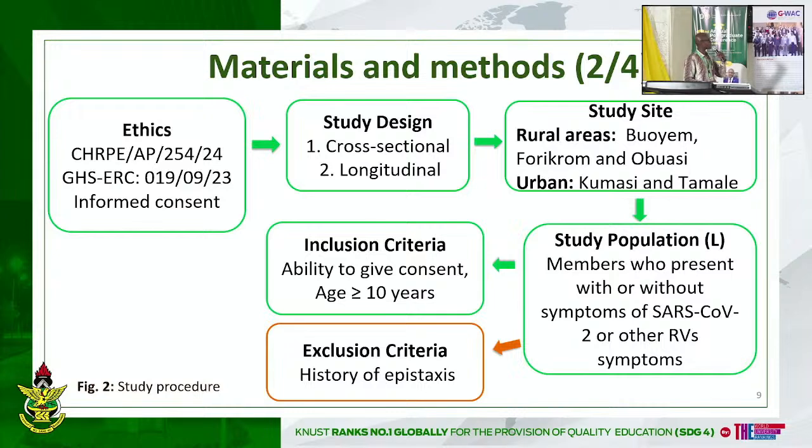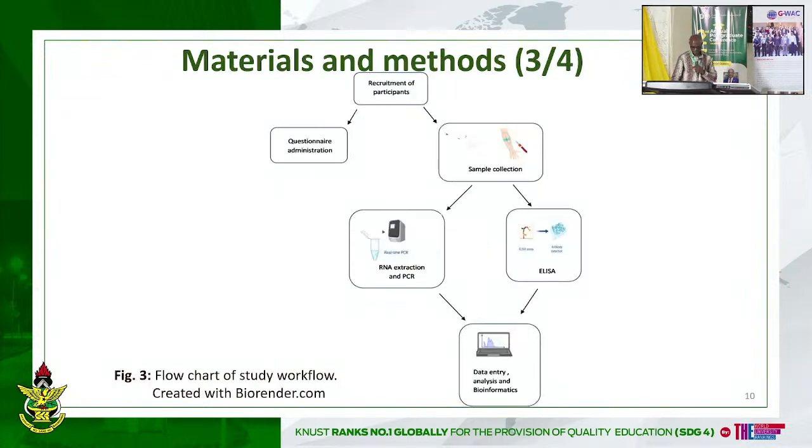Study sites I've mentioned already: rural and urban areas with the towns mentioned. The study population will be whoever presents with or without symptoms of COVID-19. The inclusion criteria will be ability to give consent and being 10 years or older. And the exclusion will be history or pregnancy status.